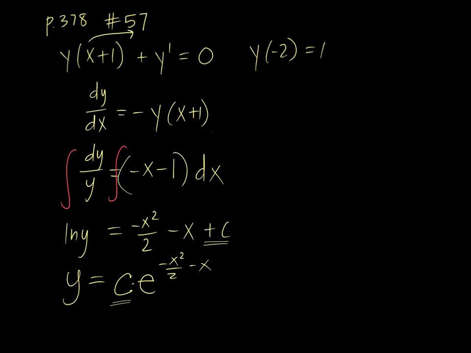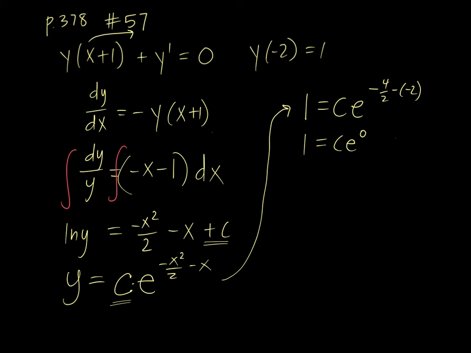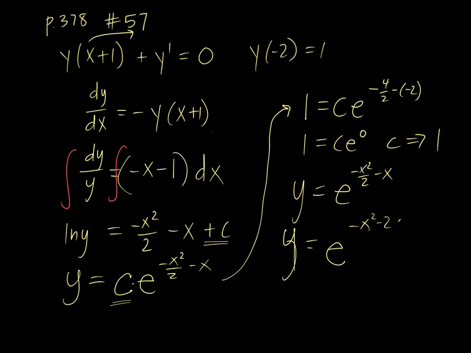So now I need to sub in and solve for c. I know that y is 1 when x is negative 2. So when x is negative 2, I get negative 4 over 2 minus negative 2. And these usually work out fairly nicely. That's e to the negative 2 plus 2, which is e to the 0. And since e to the 0 is 1, c becomes 1. So my answer is 1 times e to the negative x squared over 2 minus x. And I believe your book combines the fractions in that exponent and gets e to the negative x squared minus 2x over 2, but either one of these is okay.